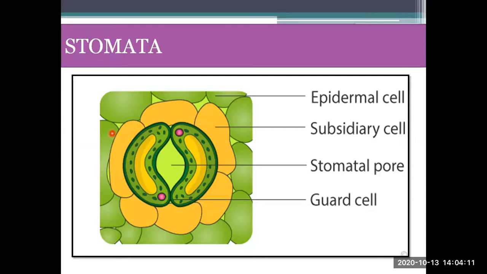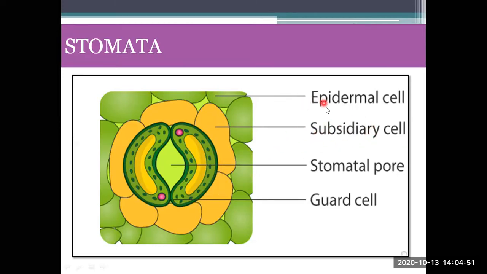Basically, the stomata is made up of two kidney shaped guard cells. This kidney shaped structure is called the guard cell, and they are embedded in the subsidiary cells. They are attached to the subsidiary cell. The subsidiary cells are nothing but epidermal cells. In the plant, we know there is the epidermis, which is a dermal tissue system. This epidermal cell grows in size and shape, attaches to the guard cell, and is termed the subsidiary cell.